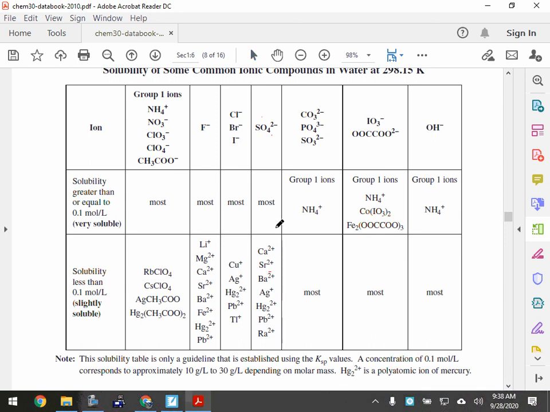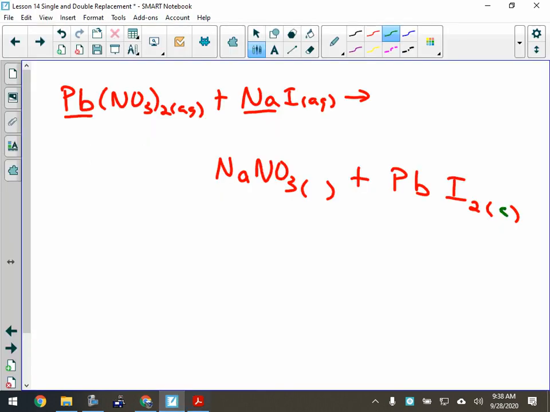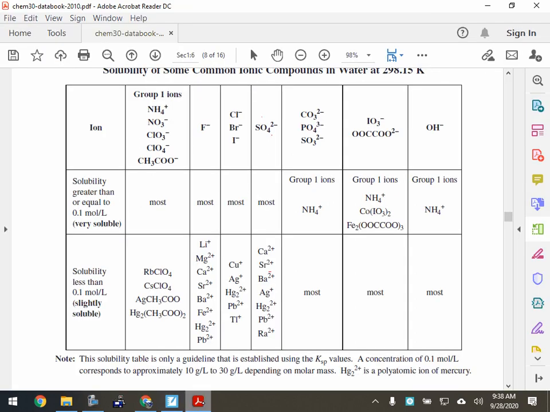Here's I minus right here, and I'm looking for lead(II). So right there, lead(II) iodide should be the solid. So right here, we're going to write solid. And you probably don't need to look the other one up. If you want to double check it, you can, but this is going to be aqueous. Aqueous there. And we can double check it. Here's nitrate, NO3 minus. Most of the ions are soluble with sodium, right there. I don't see it anywhere, so I think we're okay.